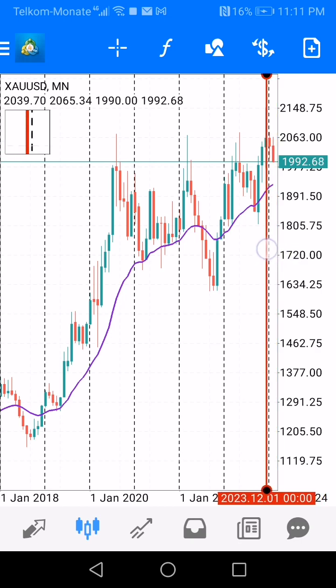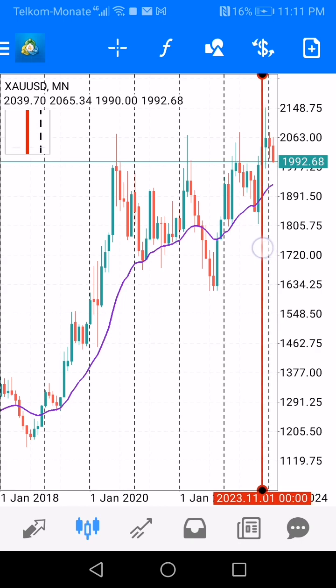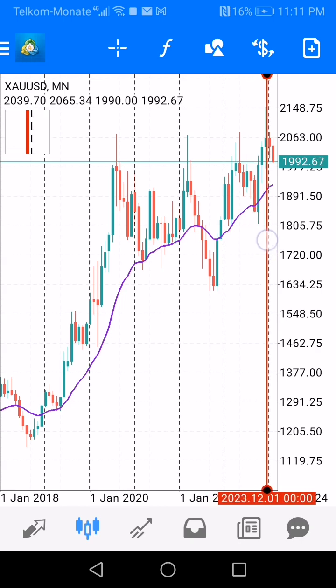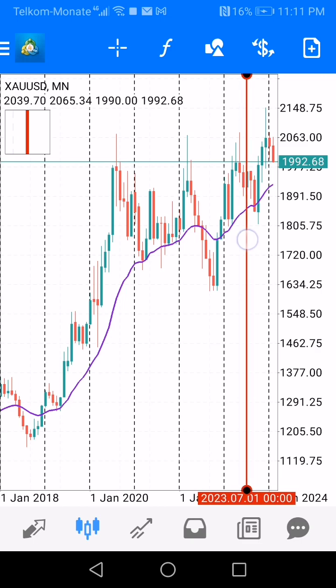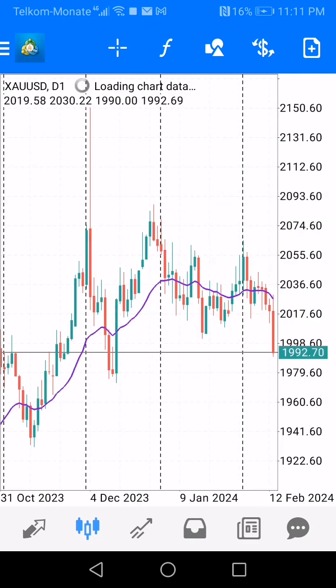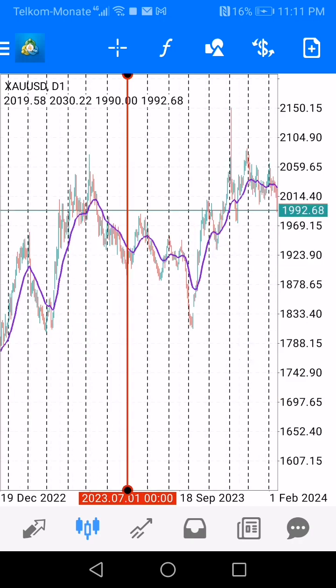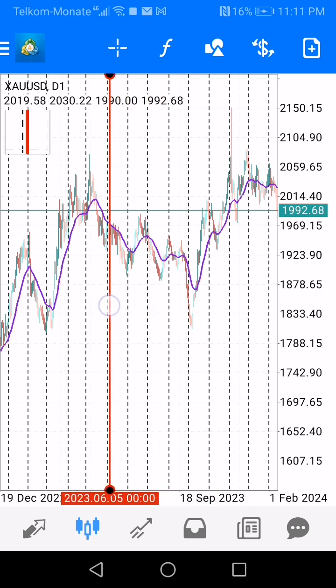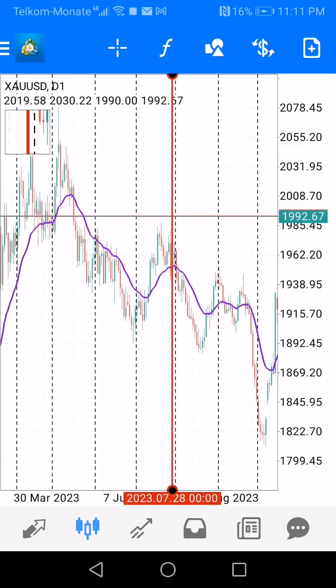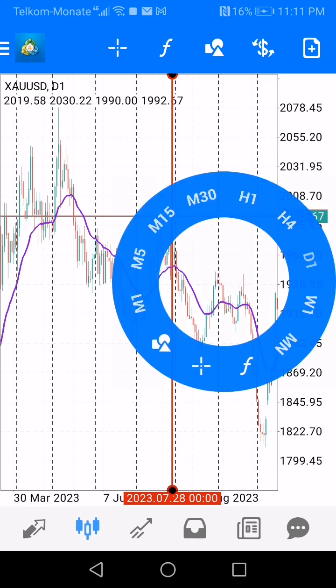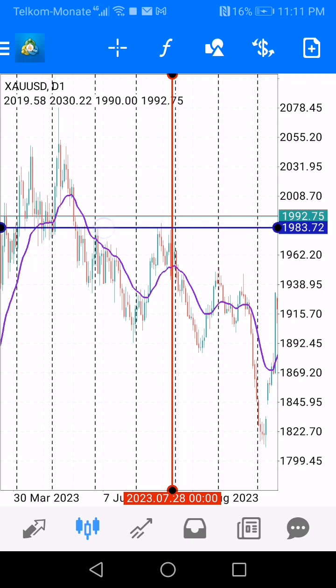So, December, October, November, this. 1, 2, 3, 4, 5, 6. This is what? June. June is here. So, where's the June high? The June open range high is here.